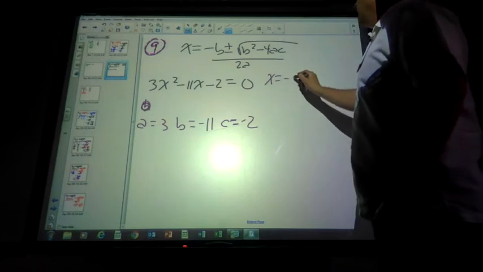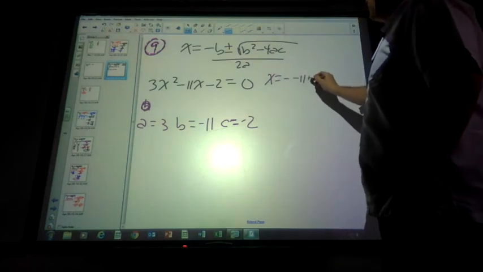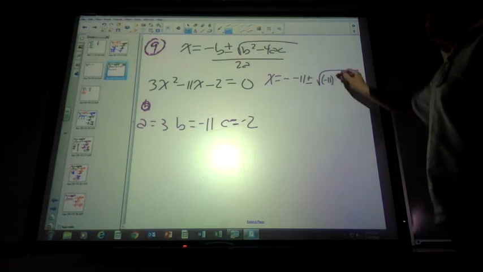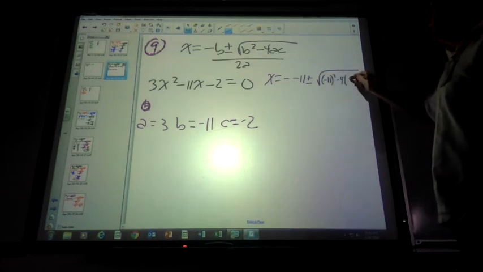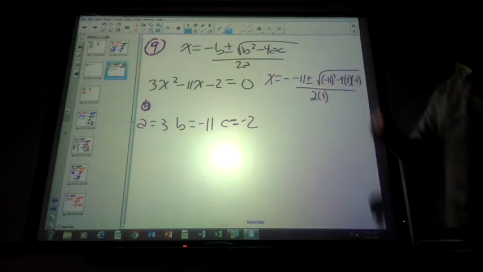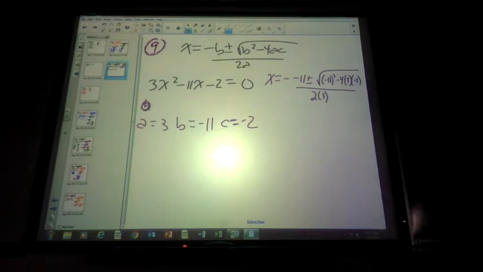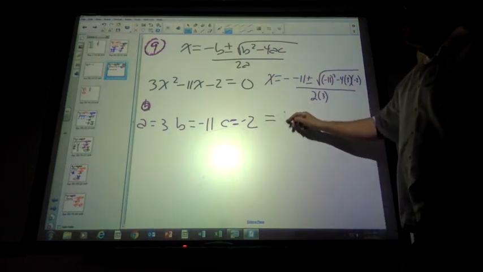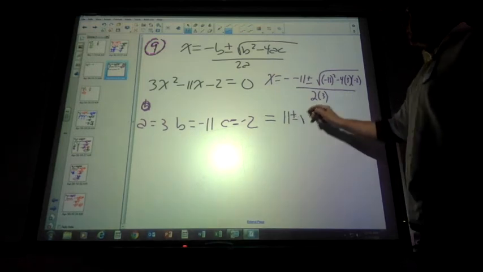X equals -11, so that's going to become positive, right? -11 squared minus 4, my A value is 3, my C value is -2, all over 2 times 3. Agree with how I plugged it in? We have to be wary of some signs. So I have -11, so that's going to be 11 plus or minus.